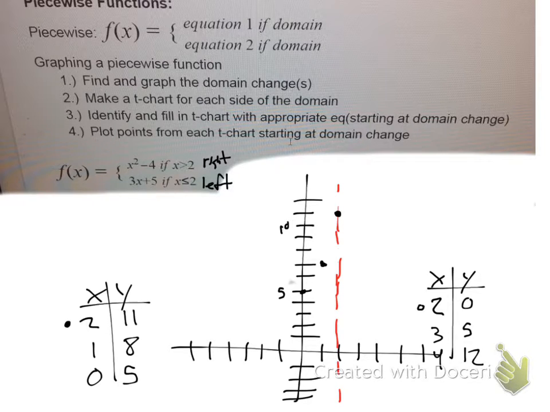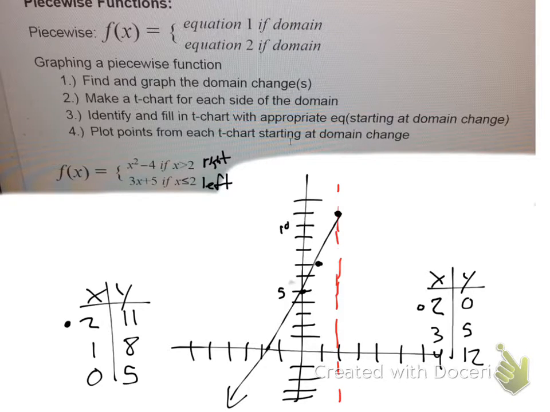Mine doesn't look the best. But I'm going to start at the dotted line and work my way away. I see why. Do you guys see that I made that point at 1, 7? Should have been a little higher. Ooh, wrong. Back up. That's a little better, I guess.